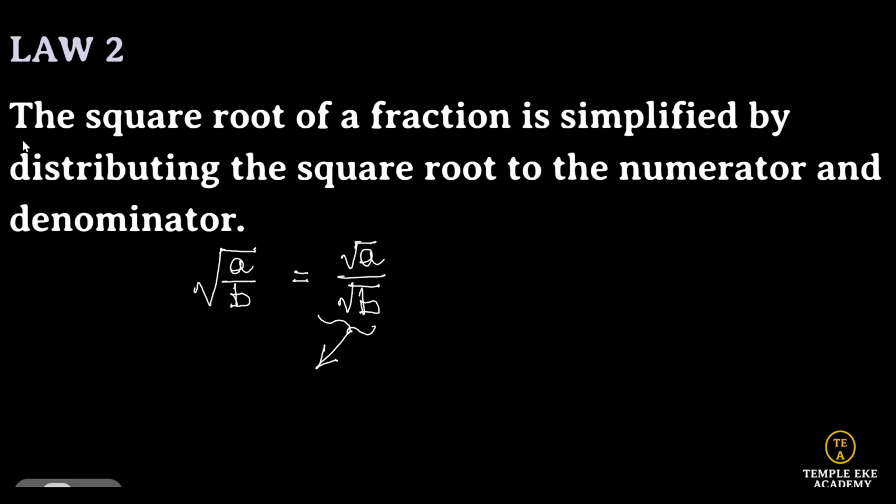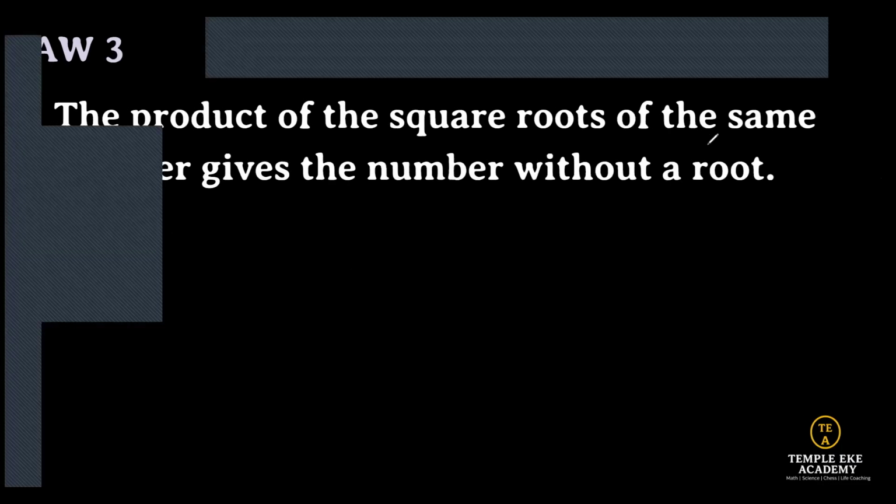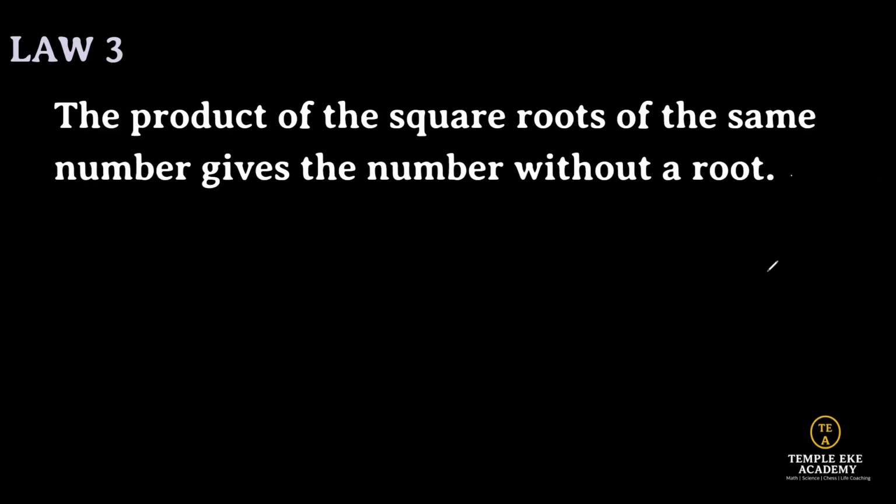Now, the product of the square root of the same number gives the number without the root. You're looking at the square root of A multiplied by the square root of the same number A. This will give A without the square root. This is the law, and it can easily be proved using indices. You can find my video on indices, a very beautiful, instructive video.